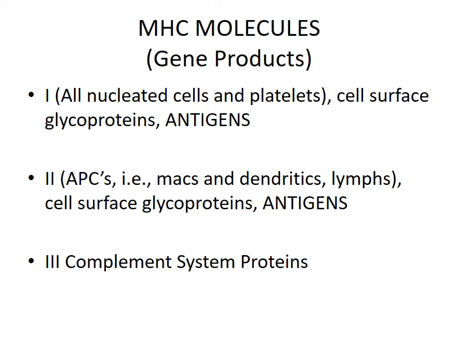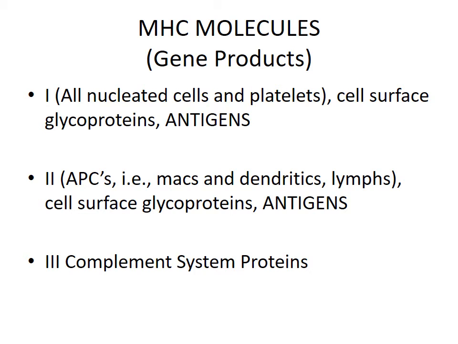Now, what are MHC molecules? These are, as we had discussed, gene products. We further classify them into class 1, 2, and 3 according to their location. Class 1 MHC molecules are present on all nucleated cells and platelets. So all nucleated cells and platelets have class 1 MHC molecules, and they are glycoproteins, antigens in nature, present on the cell surface.